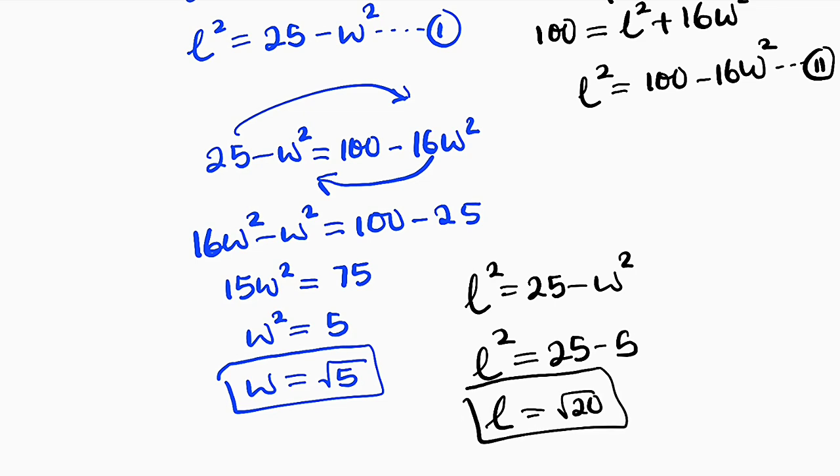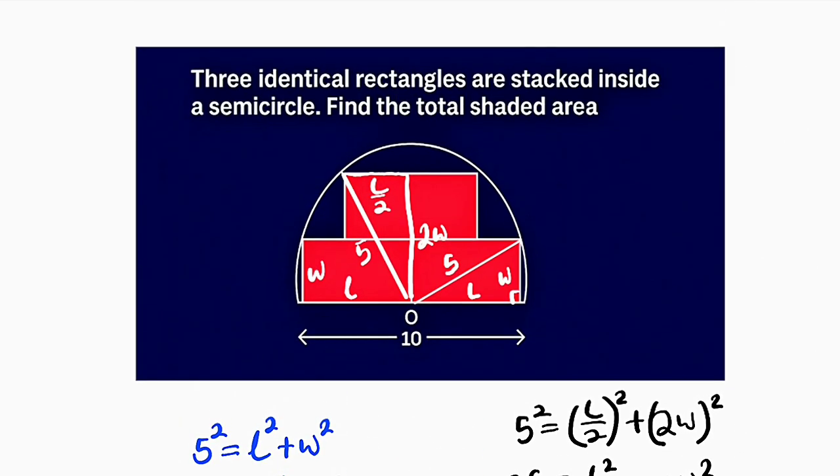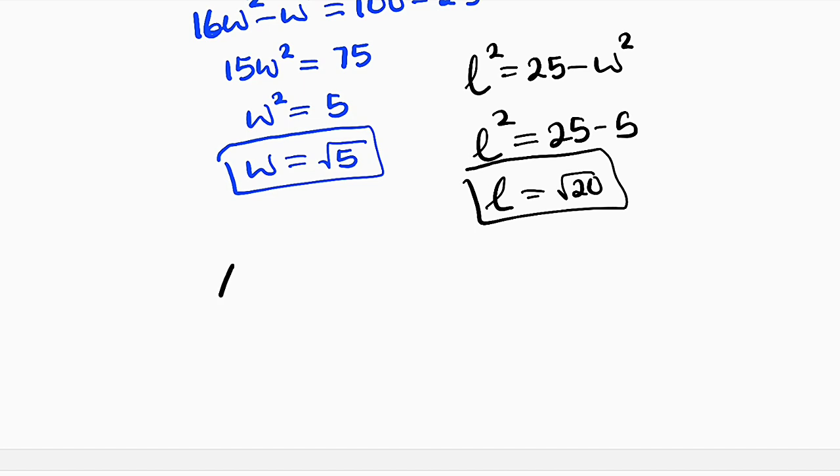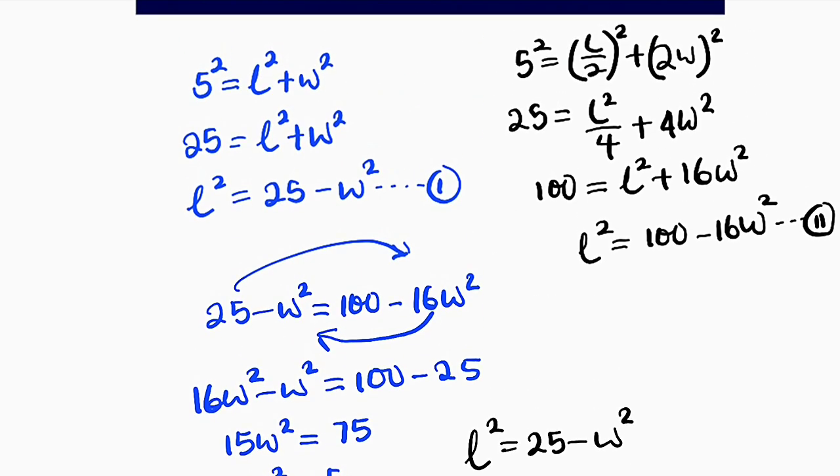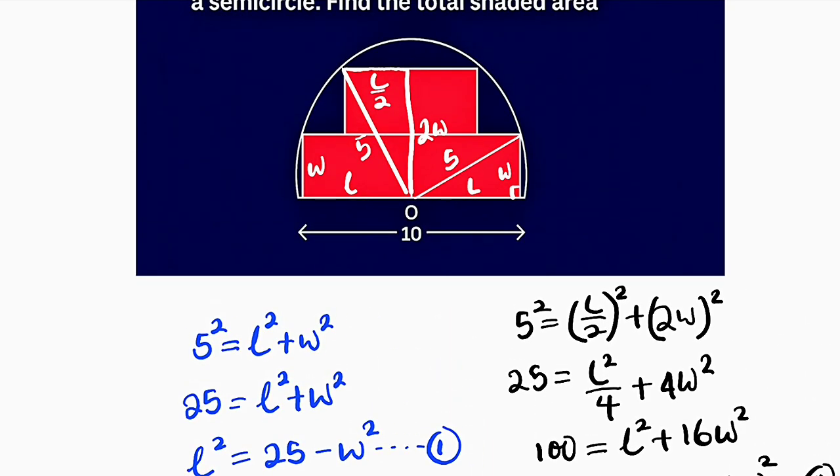So this is what we have. Remember, to find the area of a rectangle, you need to take the length multiplied by the width. But we have 3 identical rectangles. So therefore, the total area will be 3 times the area of one of the rectangles. Length is square root of 20 times square root of 5. Square root of 20 times square root of 5 is square root of 100. And square root of 100 is 10. So I can write it as 3 times 10, and this is equal to 30 units squared. And this is said to be the area of these 3 identical rectangles.